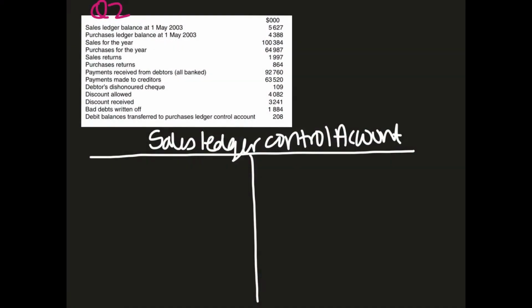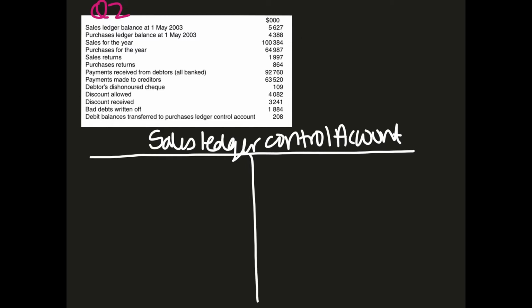Okay, so our second question, in which we have to prepare a sales ledger control account from the information which is given. So we'll start. Okay, so sales ledger balance at 1st May 2003, 5627.